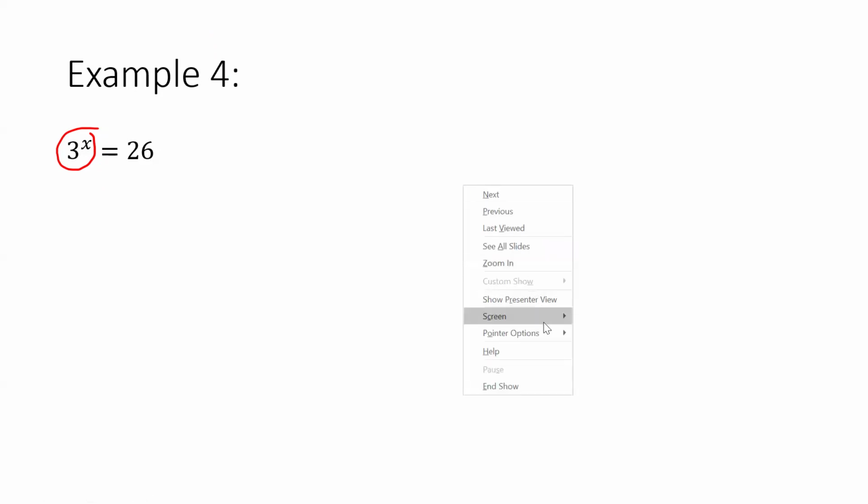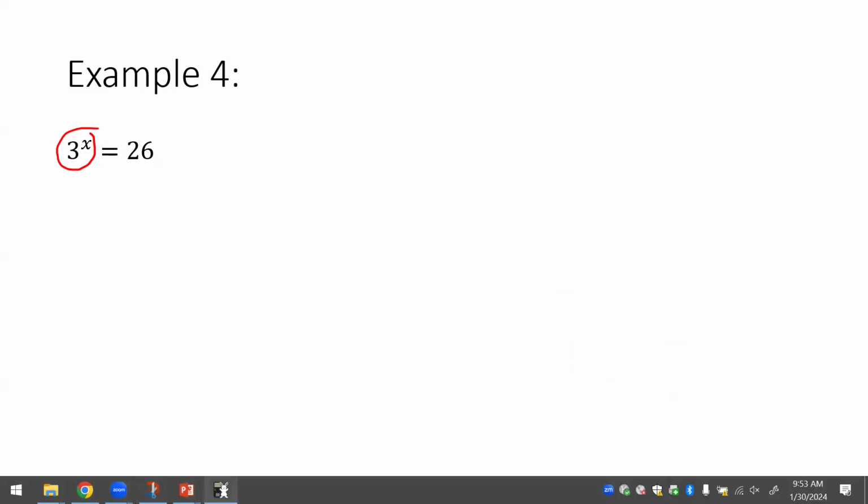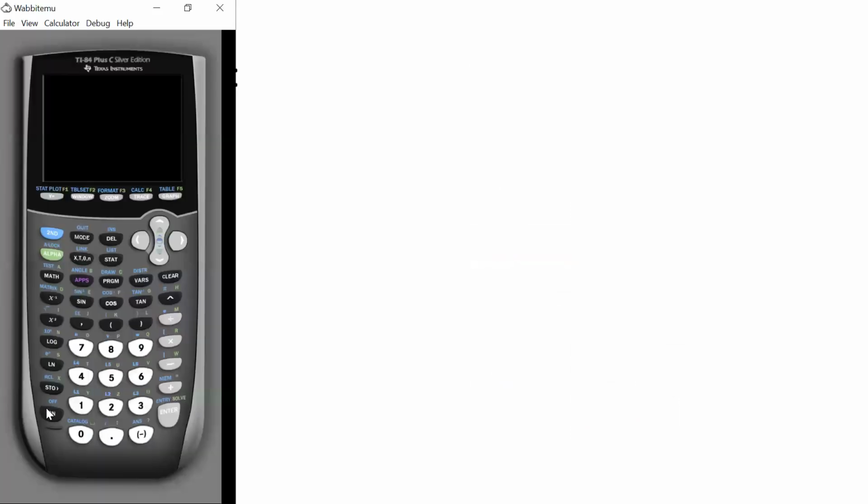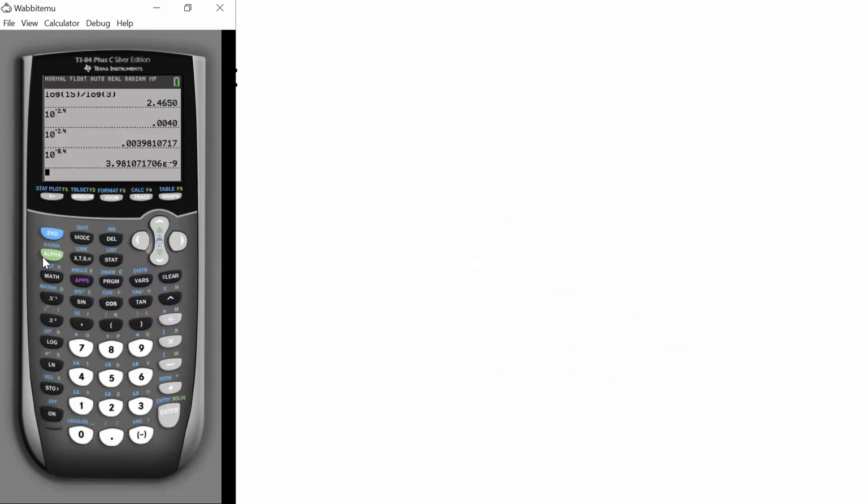I will model with both. I will model with Desmos and I will model with your calculator. All right, I'm going to turn on my calculator. I'm going to clear, second plus 7, 1, 2. And there's a bunch of stuff on my calculator.